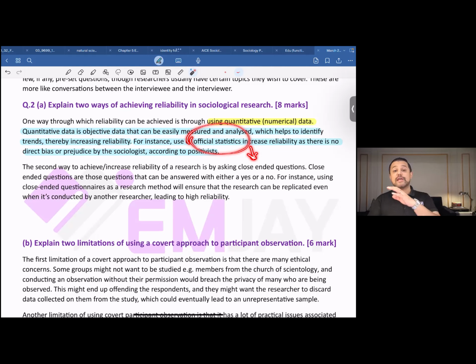Because a sociologist himself or herself is not collecting this data, the likelihood of them being biased from the sociologist's end is very low, right? Do you see why it says there is no direct bias or prejudice by the sociologist? Because the sociologist is not collecting that data himself or herself. Now, moving on to the second point.